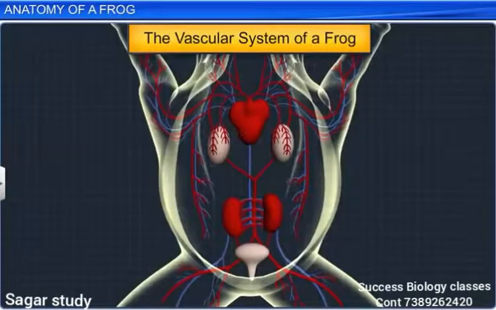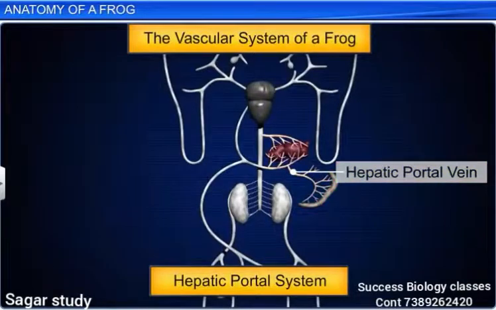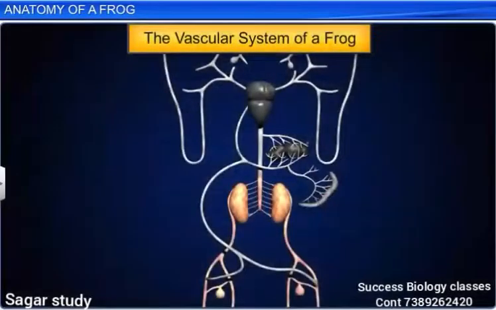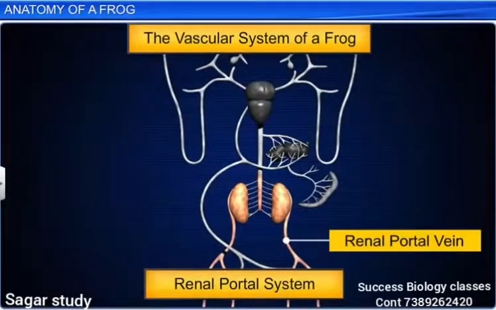Frogs also have a hepatic portal system and renal portal system. In the hepatic portal system, veins are connected to the liver and the intestine, while in the renal portal system, veins are connected to the kidney and lower parts of the body.